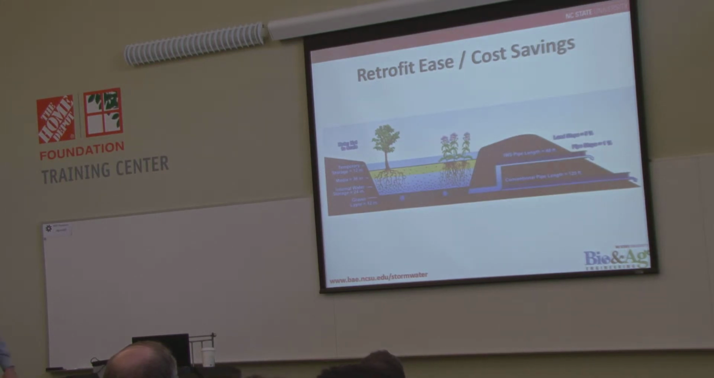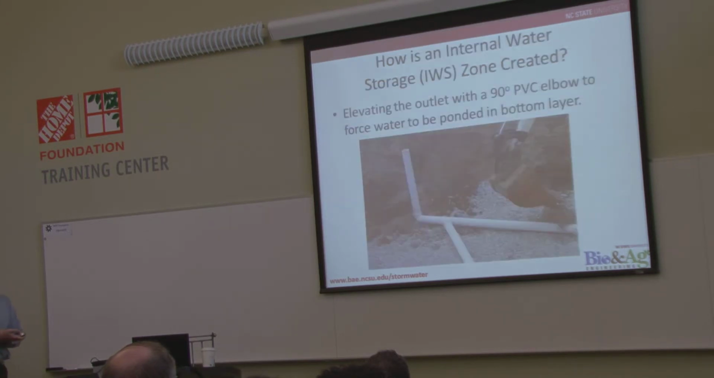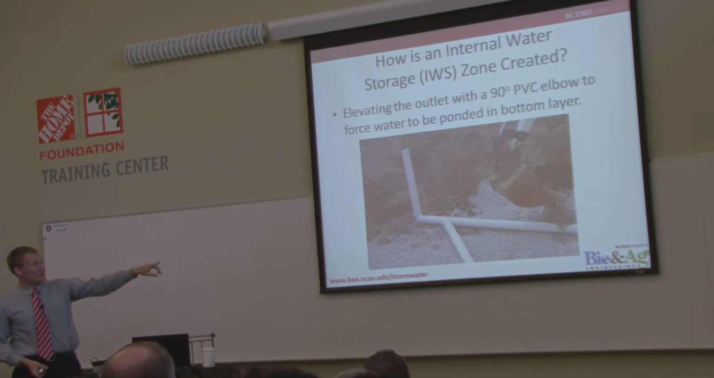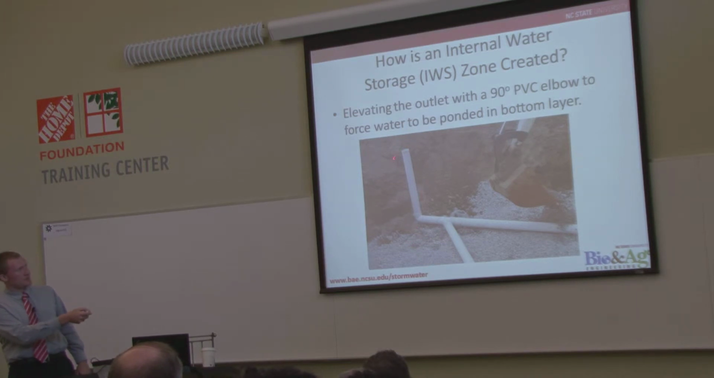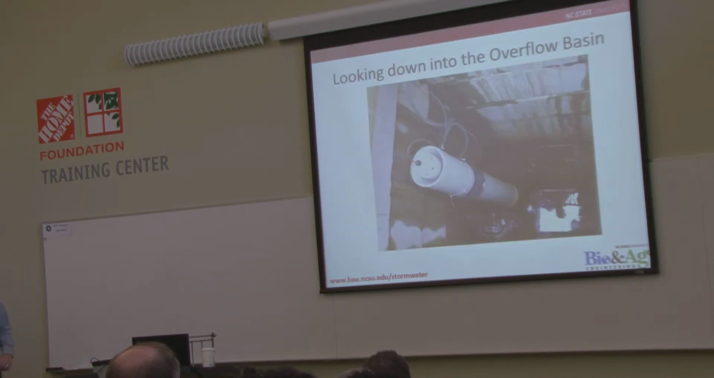And then if you're just daylighting the pipe, of course you have less excavation and less cost there with internal water storage as well. So it's just a 90-degree upturn in the PVC. You can see the perforations in this PVC pipe. It's a 90-degree solid upturn that creates that anaerobic zone in the soil.